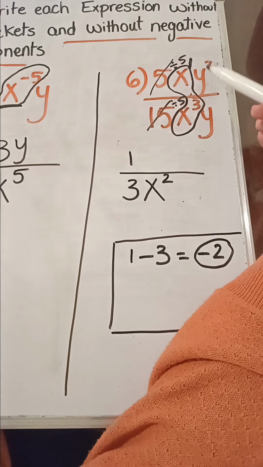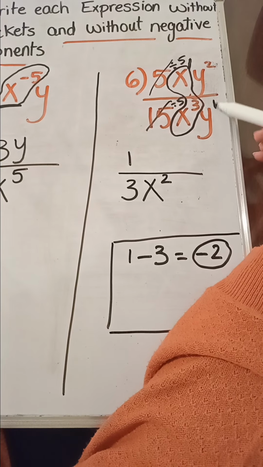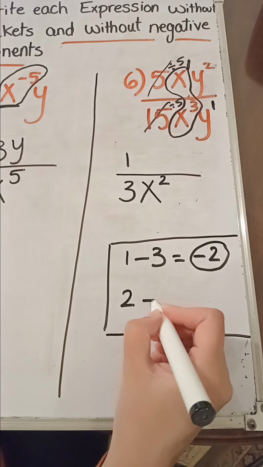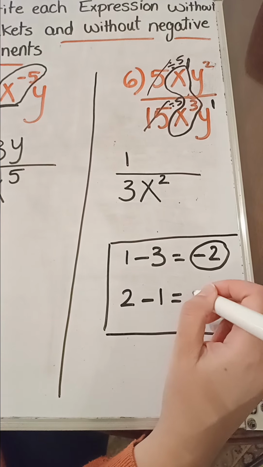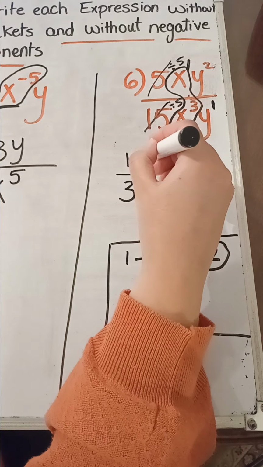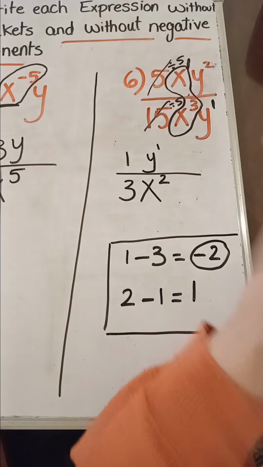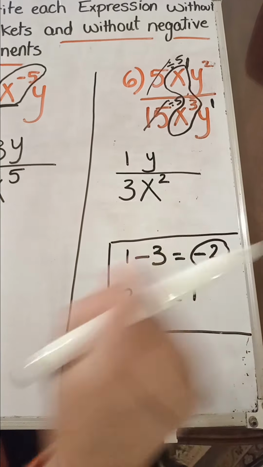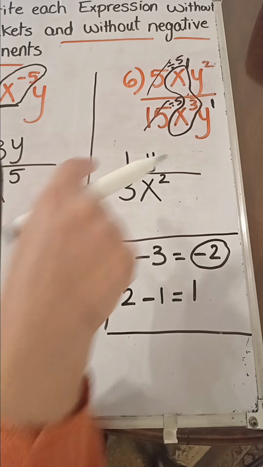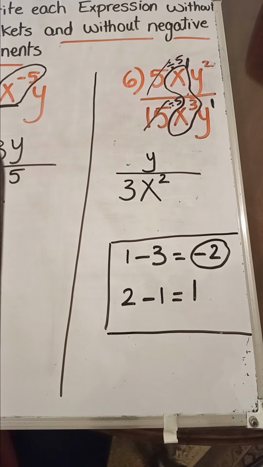Okay, now we're going to do the same thing for the y's. Here we have y to the power of 2 divided by y to the power of 1. We subtract the exponents, which are 2 minus 1. 2 minus 1 equals 1. Since it's positive, that means that the y will go in the numerator. So it's y to the power of 1. It's up to you to put the 1 or not. I'd rather not, so I leave it 1y over 3x to the power of 2, or even better, y over 3x to the power of 2, and that's my final answer.